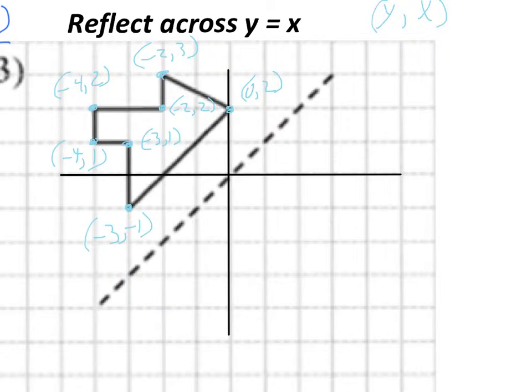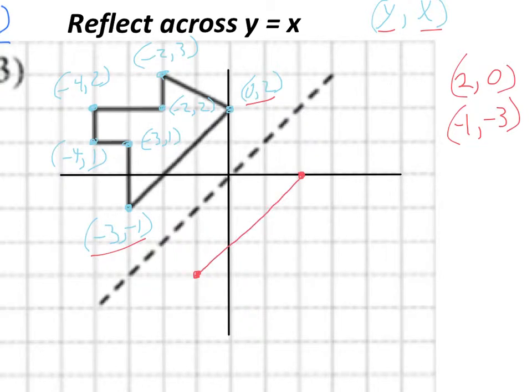Well, I'm going to make a list of the opposites. Starting with 0, 2, that one's going to be 2, 0, because remember my rule says that I flip the 2 around. So that's going to be 2, 0 right here. My next point, -3, -1, is going to become -1, -3, because I flipped it. So that's going to be right here. Connect those dots. Now I'm going to do this point, -3, 1. I'm going to flip those and get 1, -3, which is going to be right here.